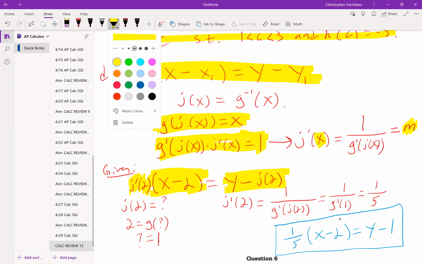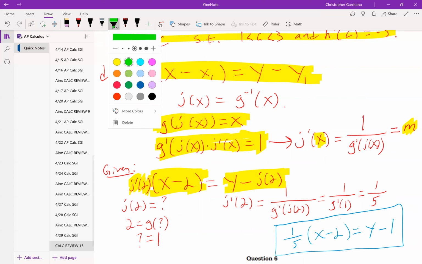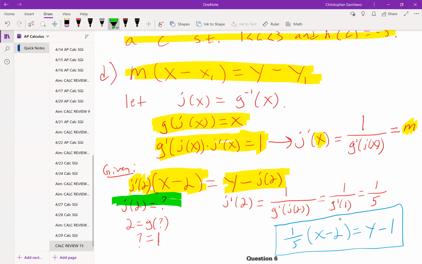Let me use a different highlighter color. So I'm going to set up the equation that says j of 2 is equal to some value, and I use a question mark. I don't like this highlighter color, so I'm going to change it. Let's use green. All right, so I set up this equation. By the definition of inverse, if I apply g to both sides of this equation, on the left side, I just end up with 2. On the right side, I have g of question mark.